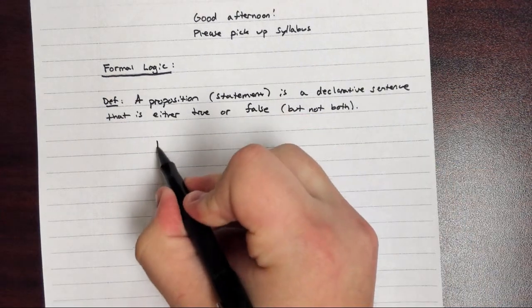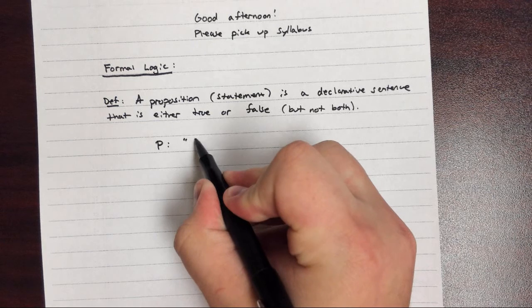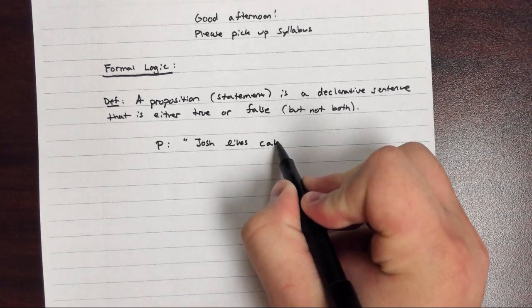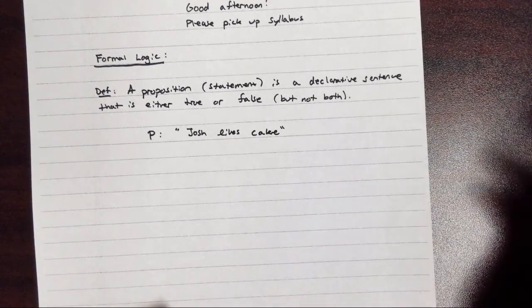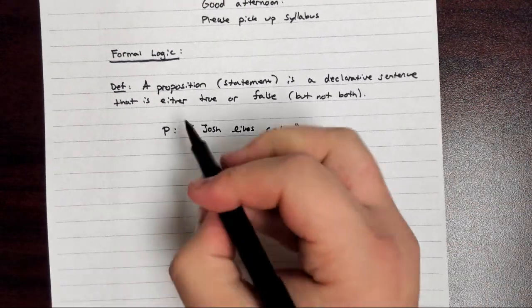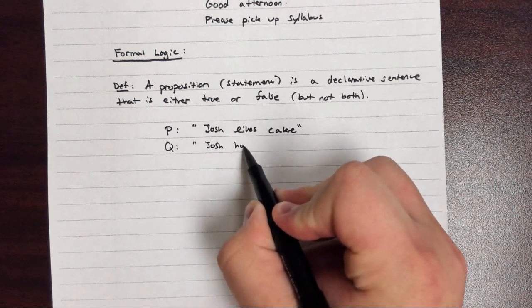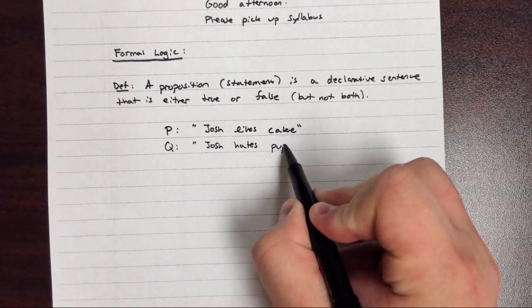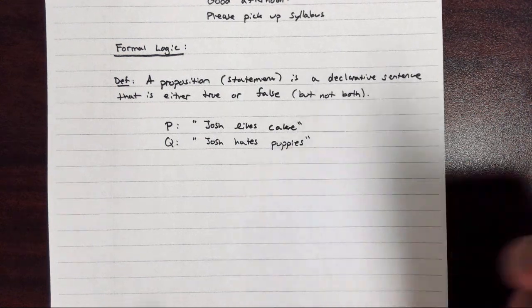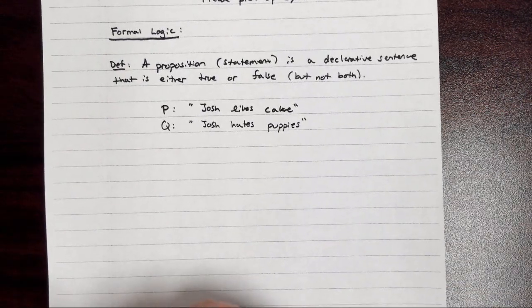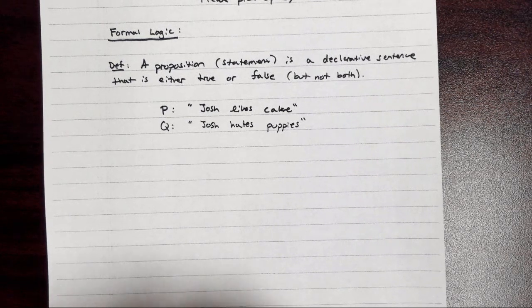So for example, the statement P could be the statement that Josh likes cake. That is either true or false. Or the statement Q could be Josh hates puppies. That is either true or false. What do you think it is? Well, you should be more specific, because maybe you like chocolate cake, but you don't like vanilla cake. It doesn't matter. It's still true or false.